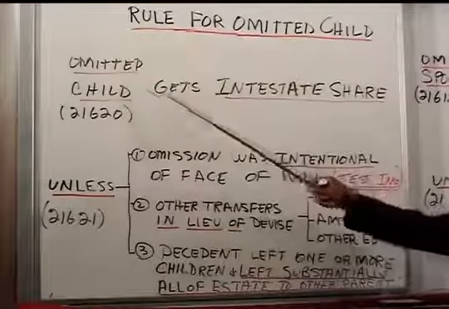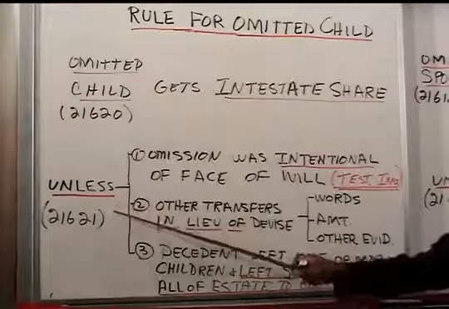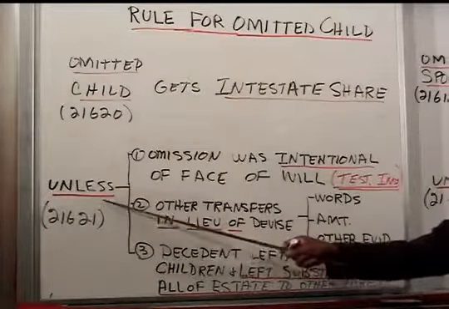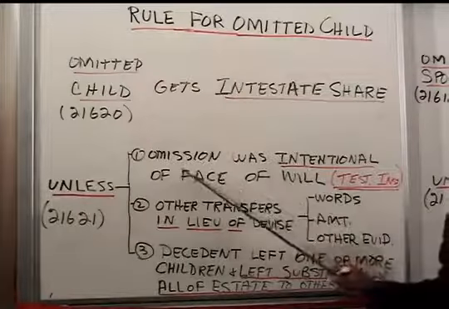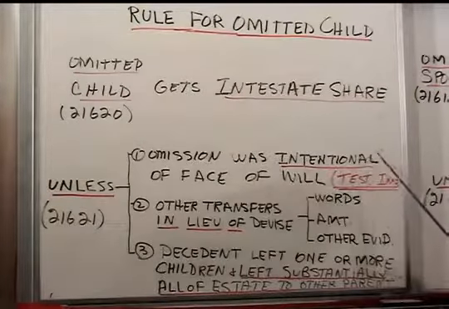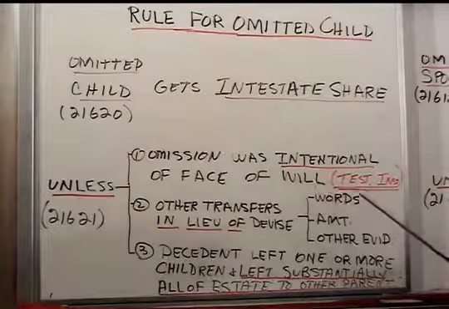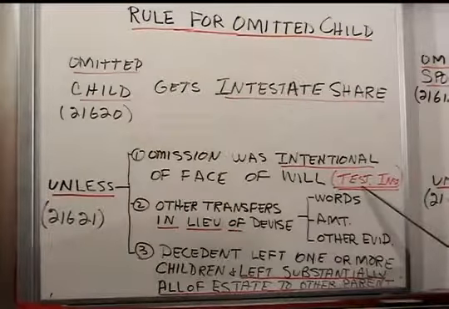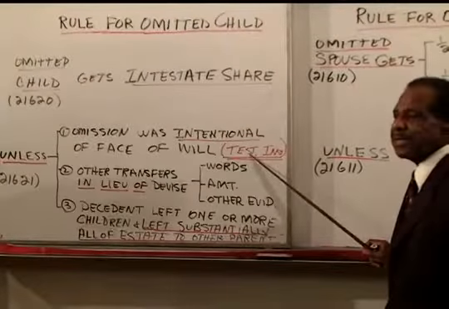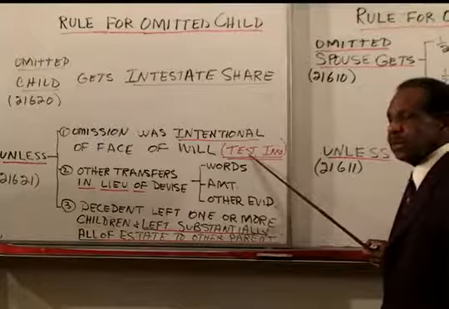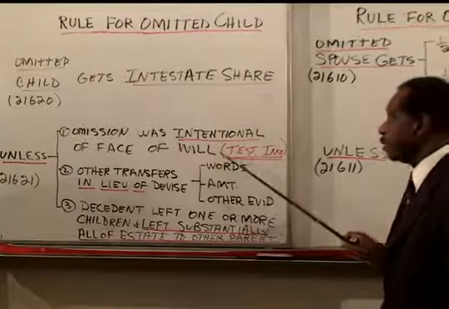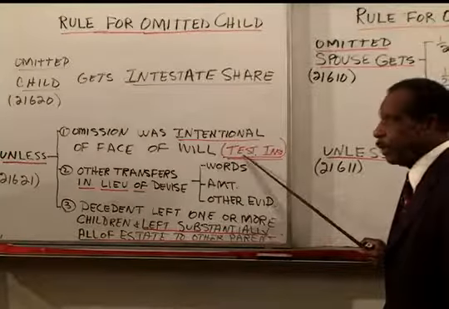But the omitted child gets the intestate share unless some of this happens. And this is where the test always is. One, if the omission was intentional and that intent shows on the face of the will or testamentary instrument since 1998. So you'll be tested on this one. So if the bar examiners test this, they're almost sure to give you a living or revocable trust rather than the will to test to see if you know the current law.